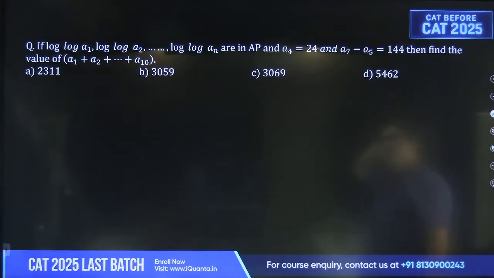If log of log a1, log of log a2, till log of log an are in AP and A4 is 24. Oh, nice.